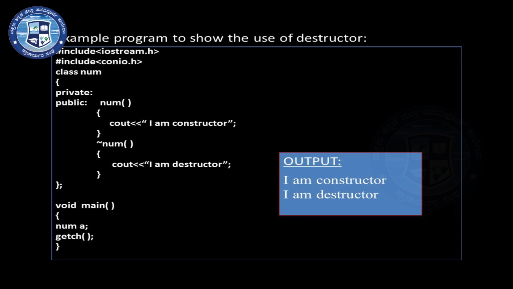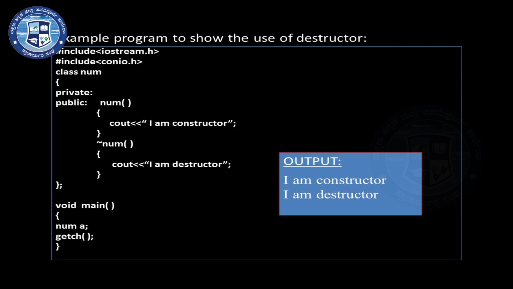And see, tilde symbol num indicates it is a destructor. Inside this destructor body we are writing one message, that is I am destructor. The tilde symbol always indicates a destructor. It is the indication for your compiler that it will be a destructor. Close flower bracket semicolon is the end of the class definition, followed by the void main section, where you can see num a. Whenever I write num a, this is called object creation. Num is the class name, a is the object name.